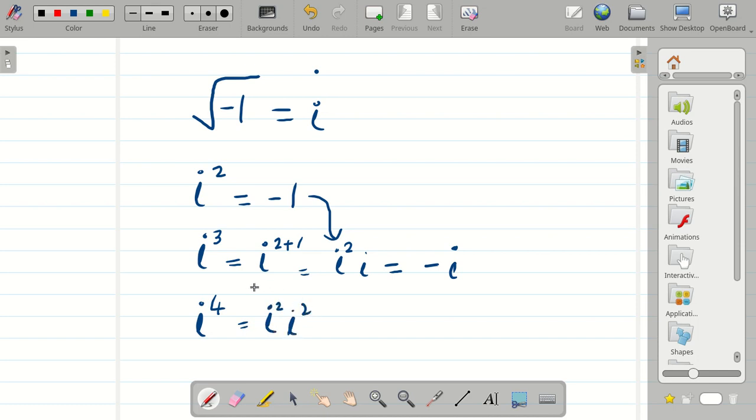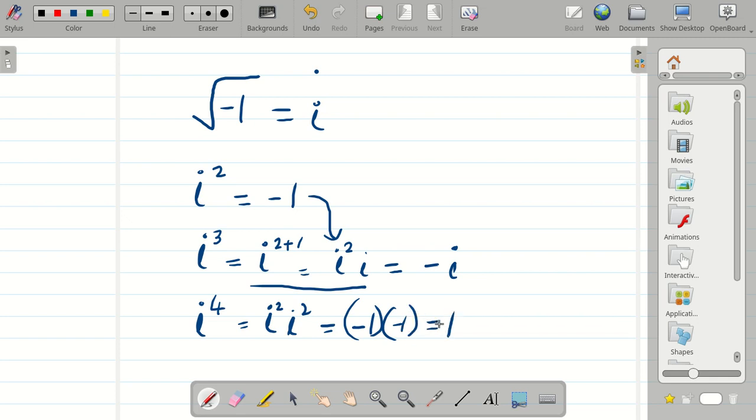And finally i to the power 4, and that is i square into i square. If you use the same logic, you're going to get i square into i square, and what's the value of i square? So you end up with minus 1 into minus 1, and that gives you 1.